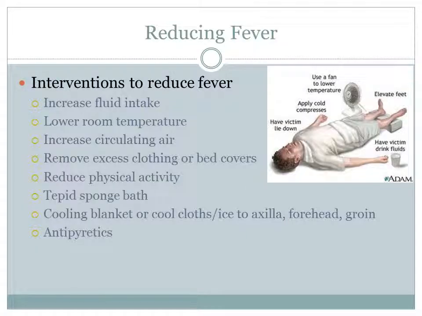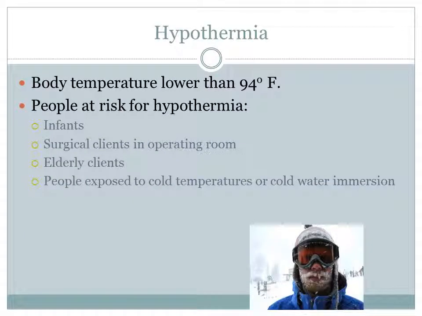Several interventions are listed here to reduce fever. The most important thing we need to remember when we're trying to reduce the fever is that we don't want the client to begin shivering, because shivering can actually increase body temperature and cause the temperature to go back up. With hypothermia, we really need to be aware of the people who are at risk for hypothermia and why.